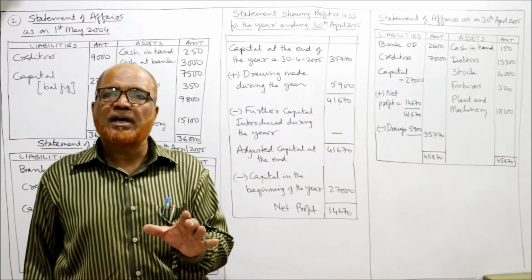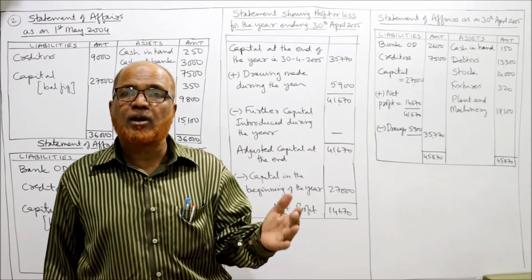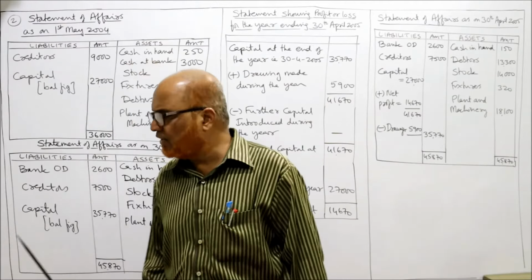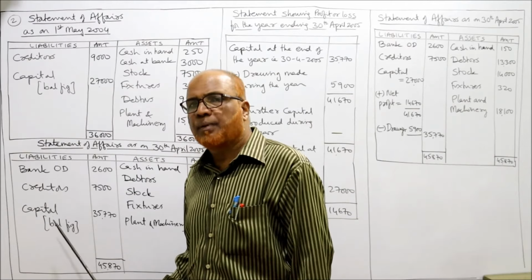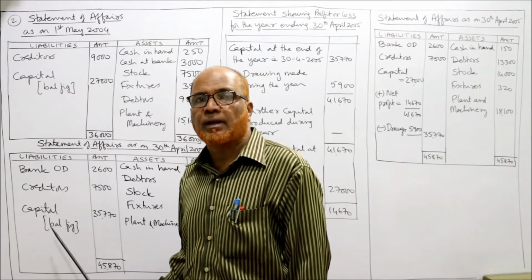It is asking you to make the statement of affairs at the end of the year. Already we have prepared. But here we have prepared mainly to find out the capital.